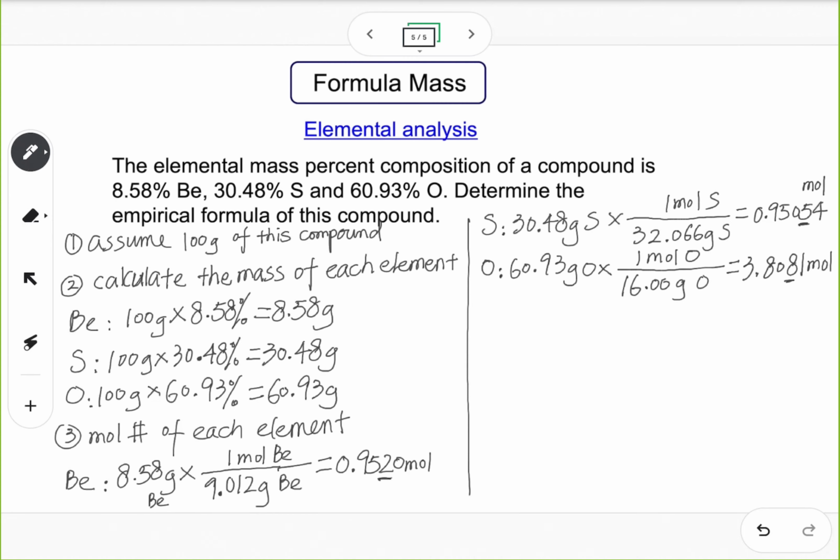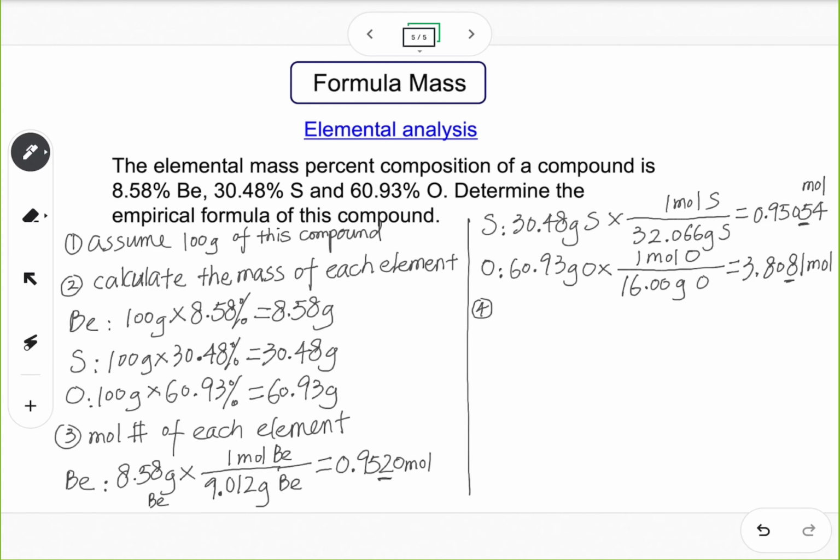Okay. Now the next thing is, we are getting closer and closer. Now the next thing is to identify the molar ratio among those elements. Okay, so that will tell us the smallest positive integer ratio. Well, now you have 3 mole numbers. How do we find out the molar ratio? We use the smallest mole number as a standard to normalize the other mole numbers. Okay, what do I mean by that? Okay, let's see.